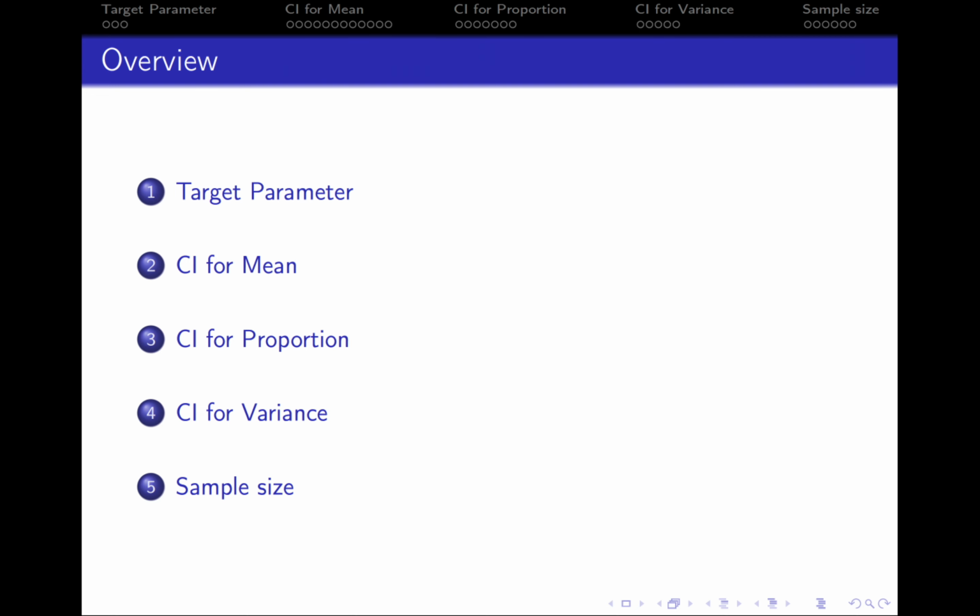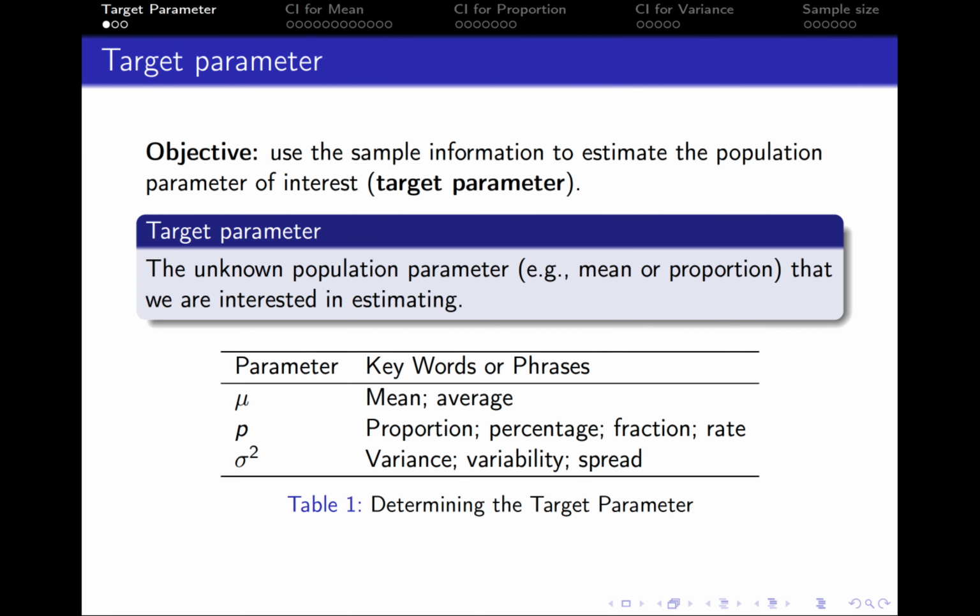First I will start by discussing what a target parameter is. And after this, I will discuss a couple of ways something called the confidence interval can be constructed for population mean, for population proportion, and for population variance. And then I will show you how to find a sample size using the information about the confidence interval. So let's move to the first section.